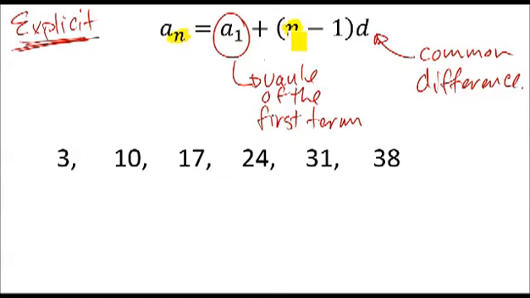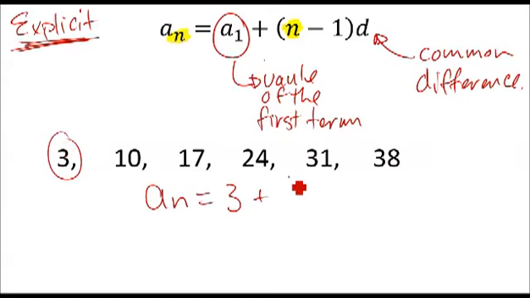So let's write the explicit definition for this particular arithmetic sequence. A sub n equals the value of the first term, 3 in this case, because our first term is 3, plus n minus 1 times my common difference. The common difference in this case is 7. We're still dealing with the exact same sequence.